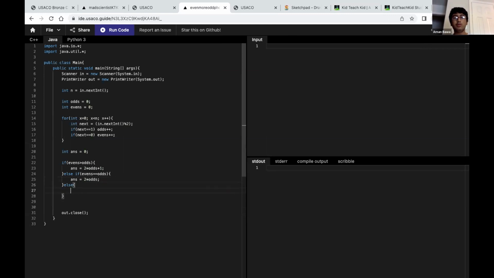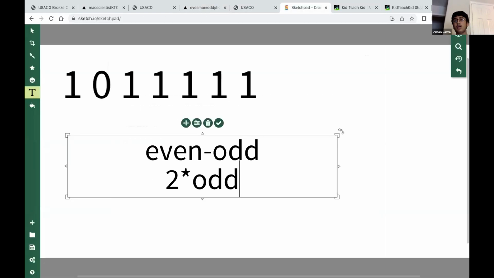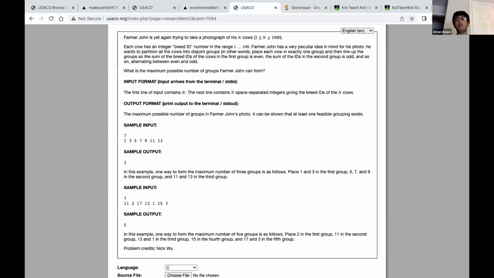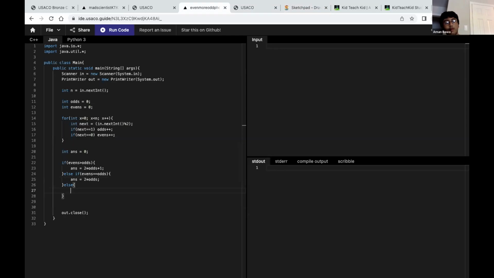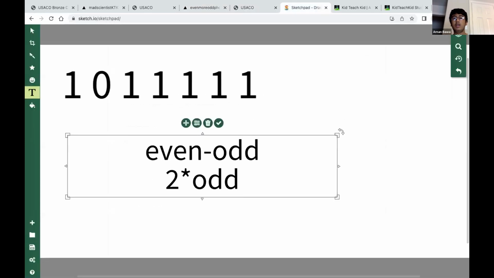Okay, now we have to deal with the case if there's more odd cows than even cows. And that's the two cases that we were dealing with in our samples. So the first thing that we did was we made all the even cows into their own even group at first. So we started our answer off at 2 times evens, because in the second example, we just put this even cow in its own group, and then the next group was just an odd cow. So that already made two groups.